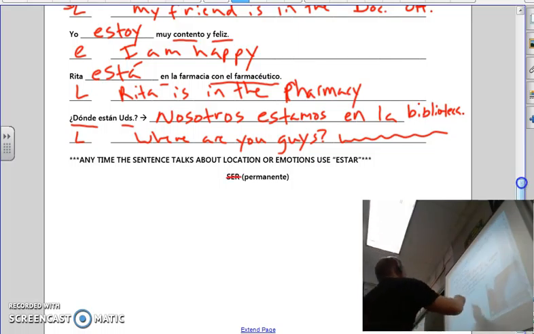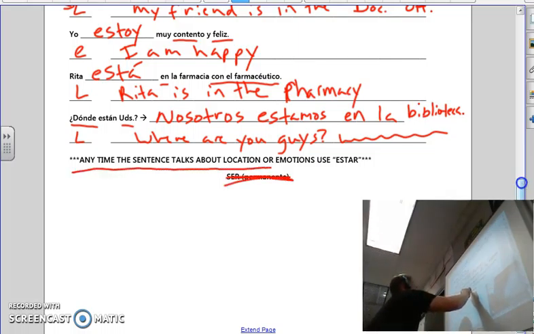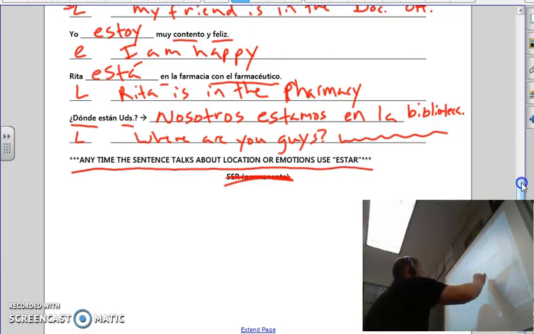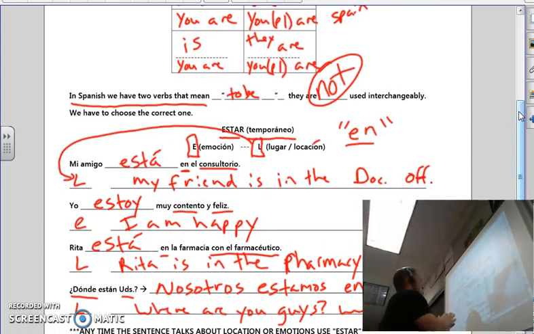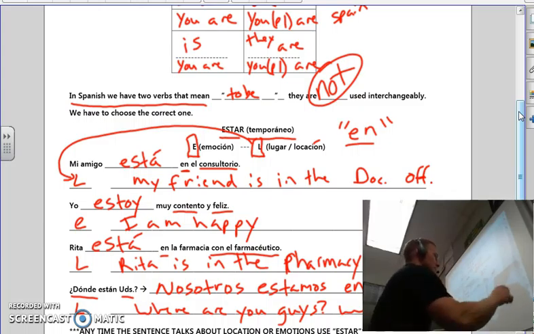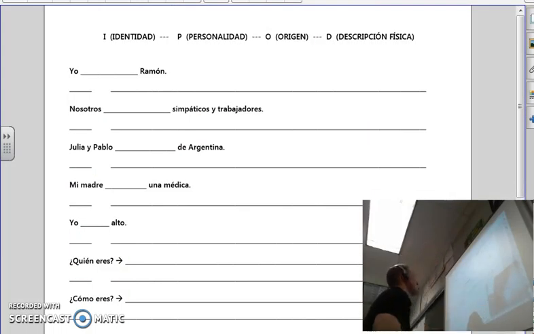Okay, here's the main thing. Anytime the sentence talks about location or motions, use estar. So if you scroll back up here, you're talking about emotion: I am happy, I am sad. You're talking about location: he is there, we are there. Or you see in, you're using estar. Okay? Let's move on to ser.